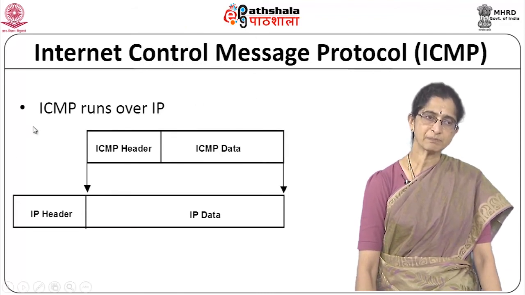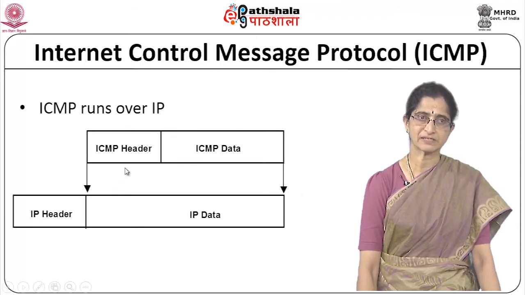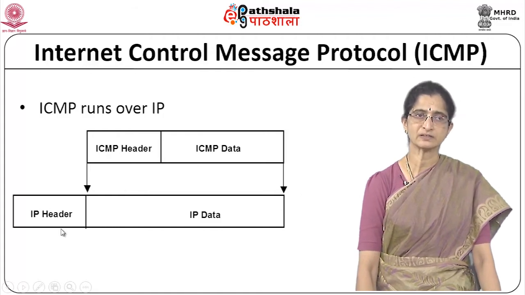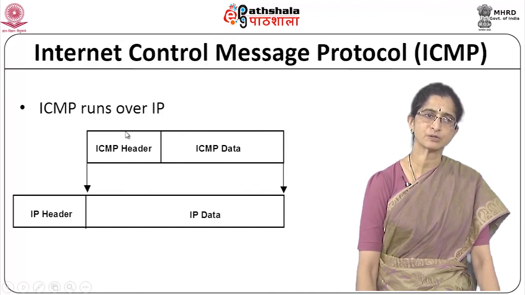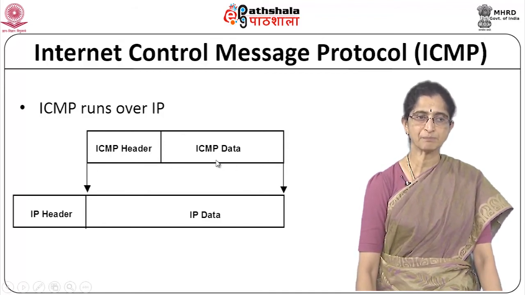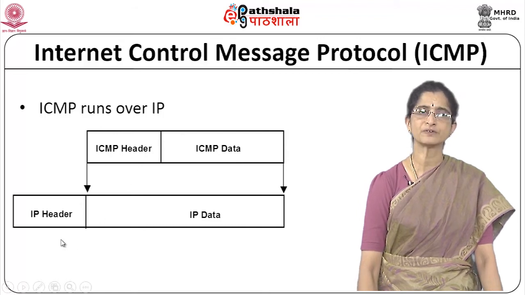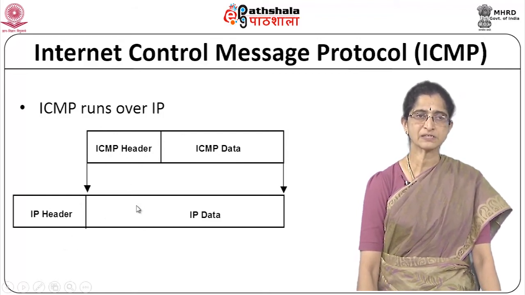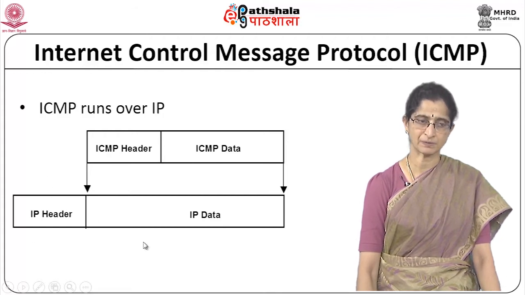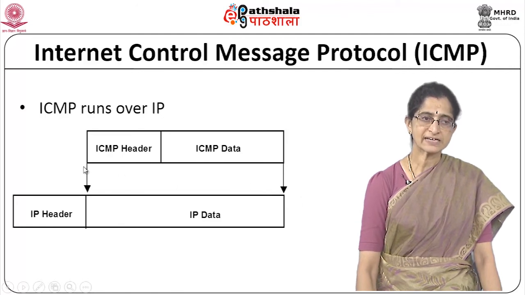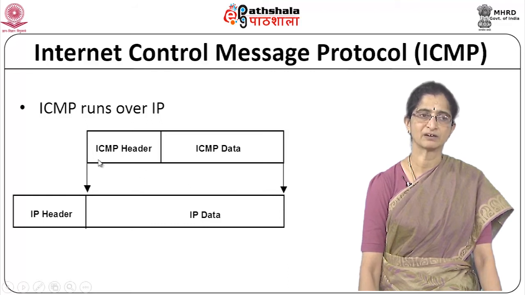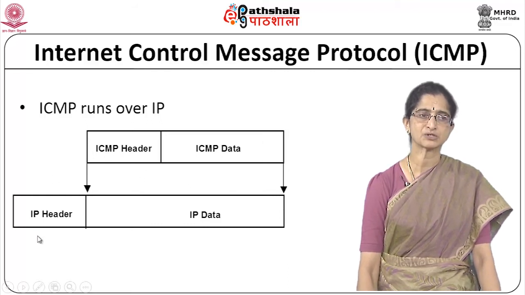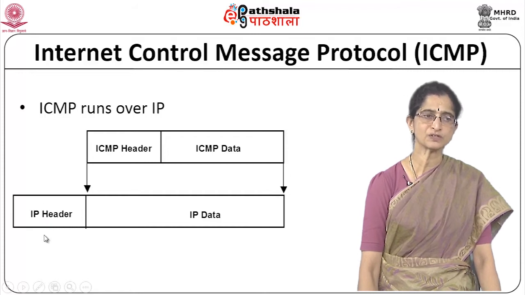The ICMP message that we have is carried as part of an IP packet, which means you have the ICMP data, and there will also be an ICMP header. This ICMP data plus header becomes the IP data, and it will be encapsulated in an IP datagram. So an IP header will be added to it and it will be sent. This ICMP message, which consists of all the information that we want to specify about some error or some status, will be passed on using an IP packet to whichever destination we want.